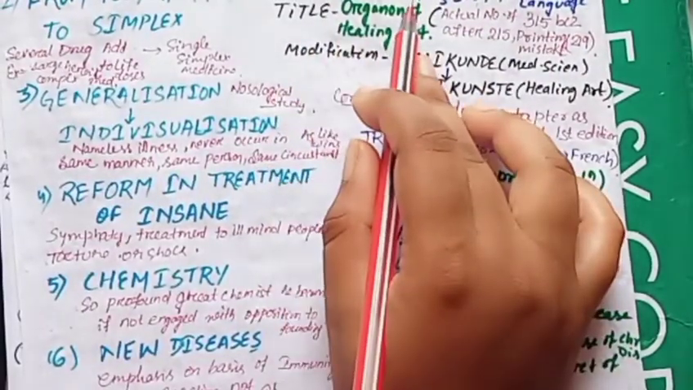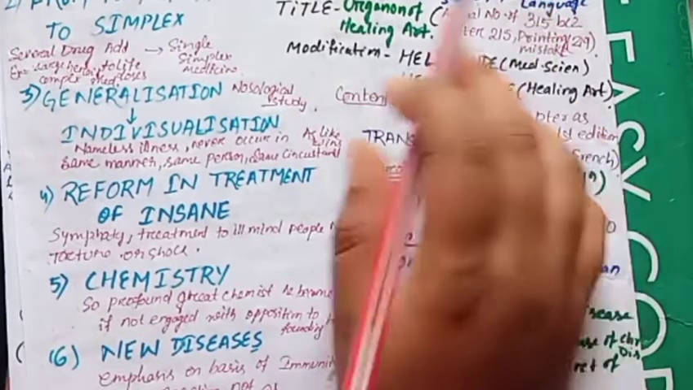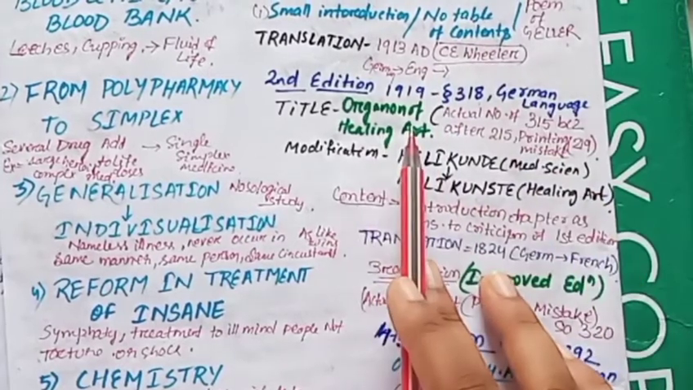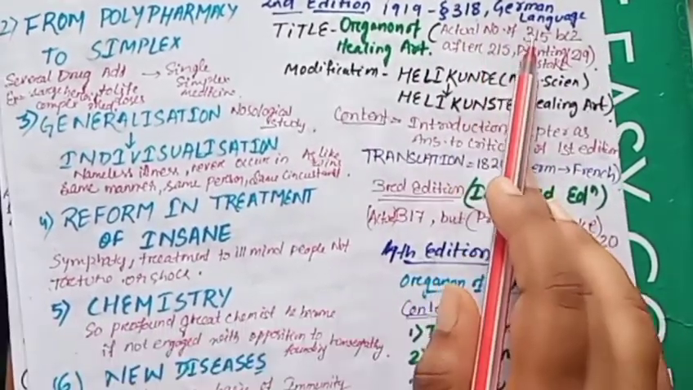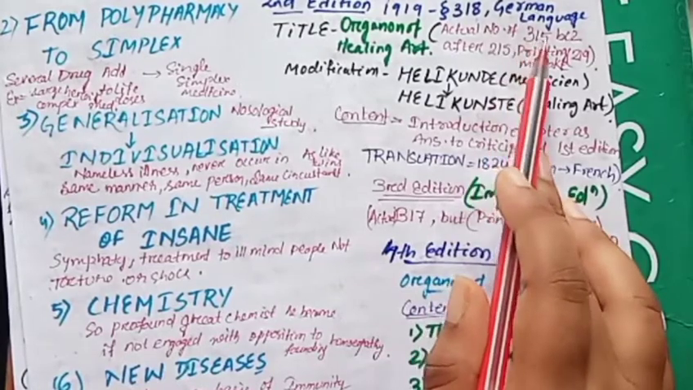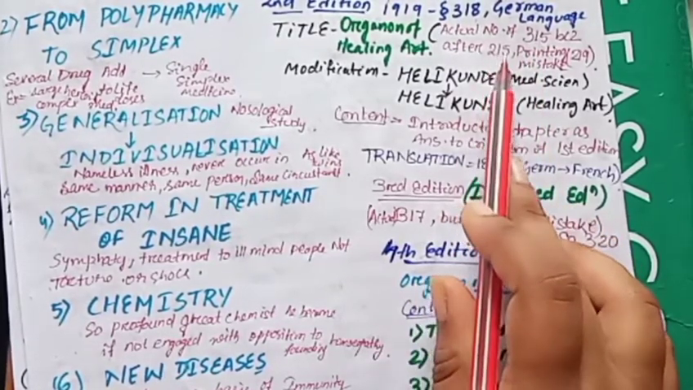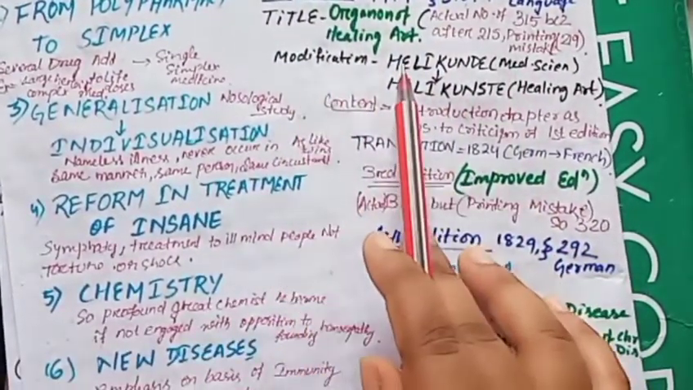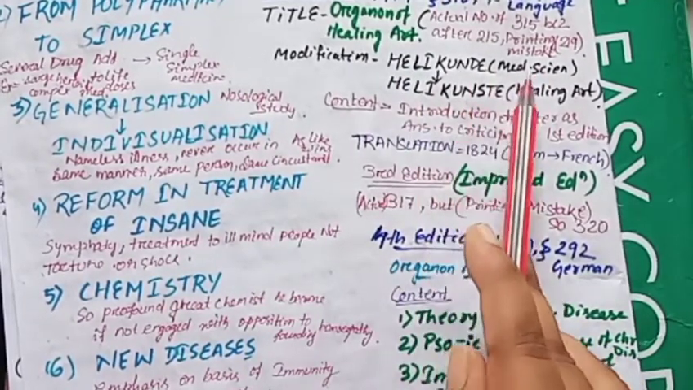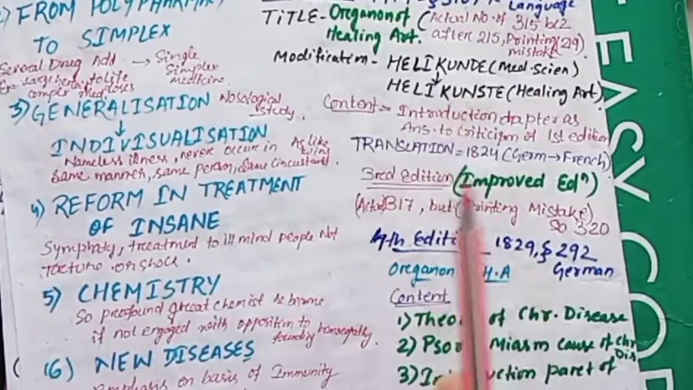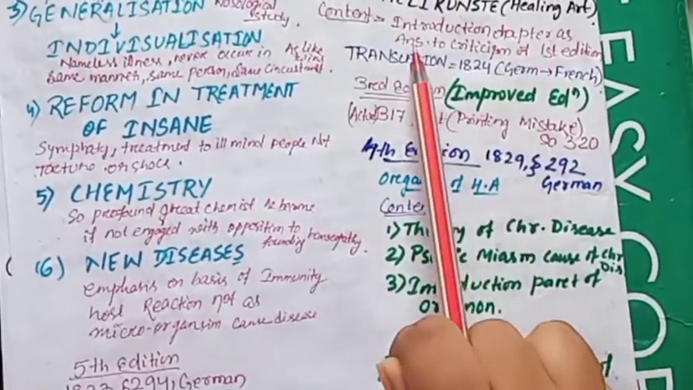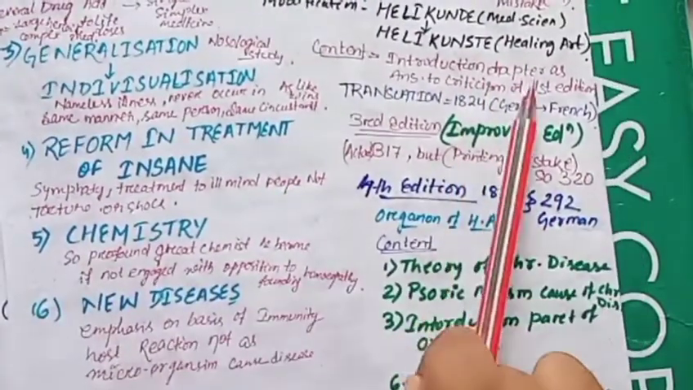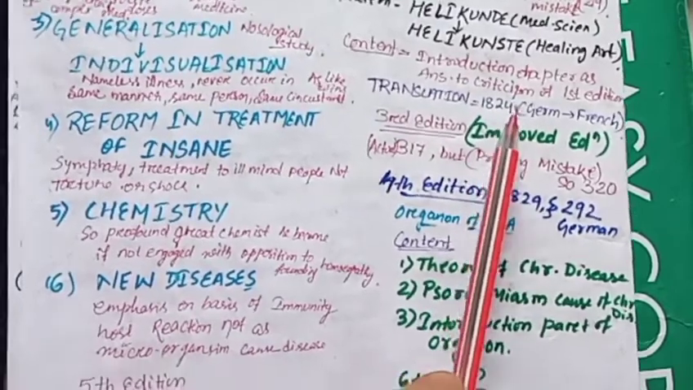The second edition was in 1819, with 318 aphorisms, in German language. The title is Organon of Healing Art. Here the rational art is replaced, and the Organon of Healing Art is introduced. The actual number is 315, but due to a printing mistake after aphorism 219, it is written as 318. There is a modification from Heilkunde to Heilkunst. Heilkunde means medical science, Heilkunst means healing art. In content, there is an introduction chapter, and the criticism which appeared in the first edition is answered by this second edition. The translation occurred in 1824, from German to French.